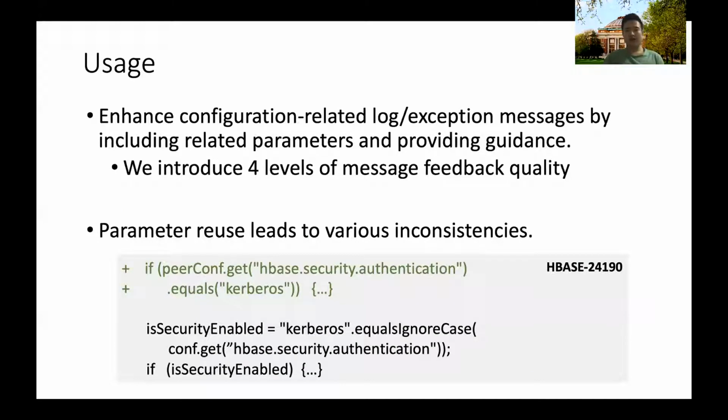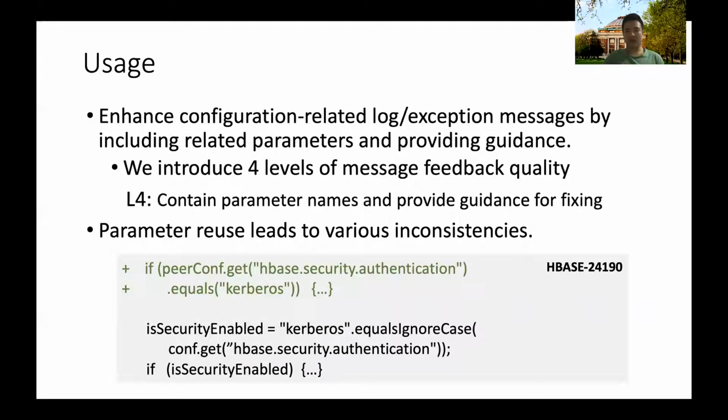We also find many developers enhance configuration-related log or exception messages by including related parameters and providing guidance. So there is still room for configuration-related log or exception messages to improve. We introduce 4 levels of message feedback quality to help future developers improve their message quality. And the highest level is a message that contains parameter names and provides guidance for fixing.